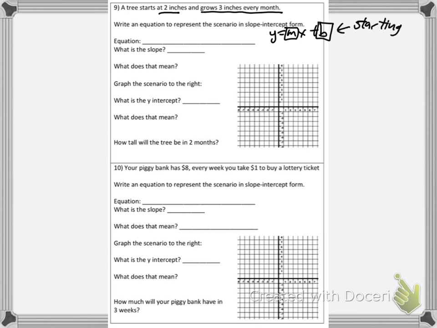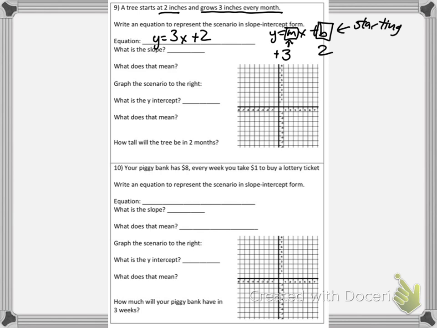So in this situation, what do I start at? I start at 2 inches. And my m is my rate of change. What is this rate of change? What's happening to this tree? It is growing 3 inches per month, so my m is 3. But is it going to be positive 3 or negative 3? Is the height getting bigger or smaller? That is correct. It is a positive 3. So it is getting bigger. So my equation looks like y equals 3x plus 2.